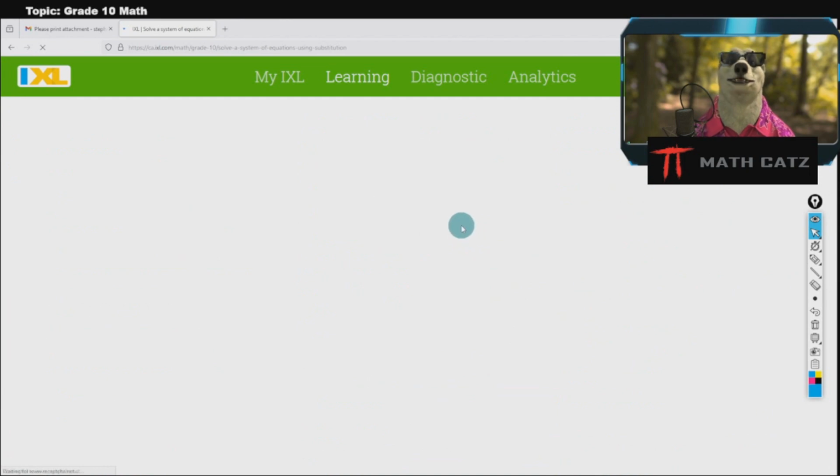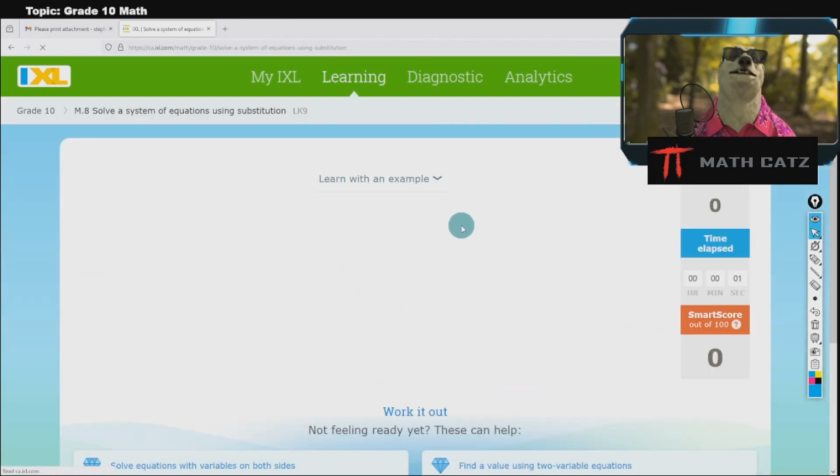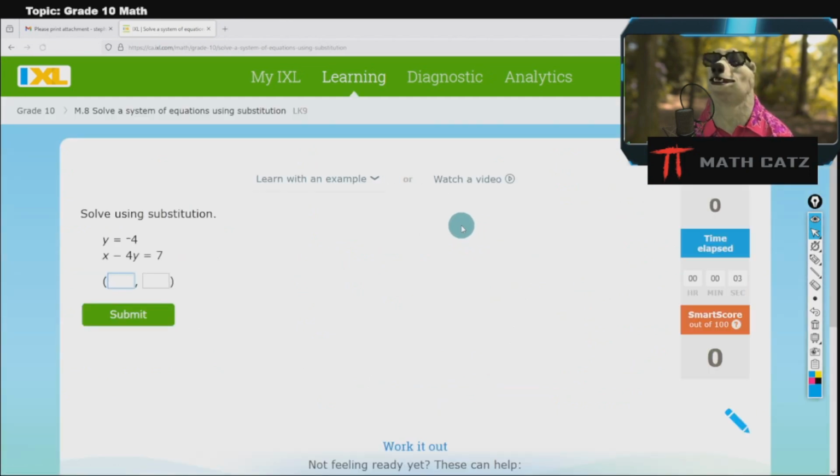Let's have a look here and use this example to illustrate what we're talking about. So we are looking for the values of x and y so that it satisfies both of these equations. Now, the first one for our first example is very simple. It doesn't have an x in it, but that's not going to always be the case.